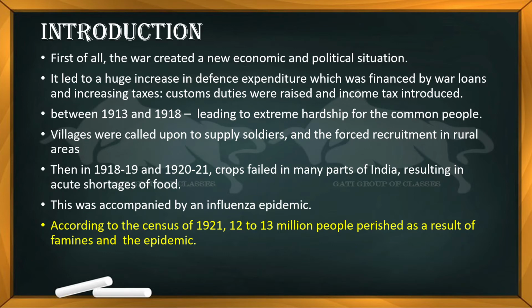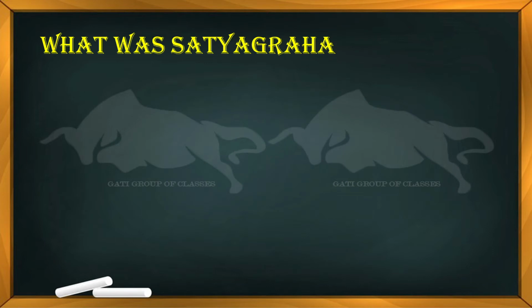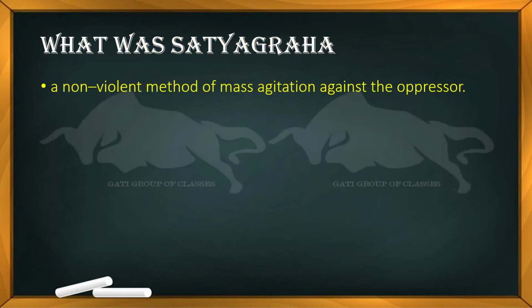Now the topic is the First World War, Khilafat and the Non-Cooperation Movement. We will see how the Satyagraha was started. This is the most important topic. What was Satyagraha? Satyagraha is a non-violent method of mass agitation. People have to gather, they have to make rallies, they have to use slogans, but no violence. This is the main issue, that there should be no violence against the oppressor.